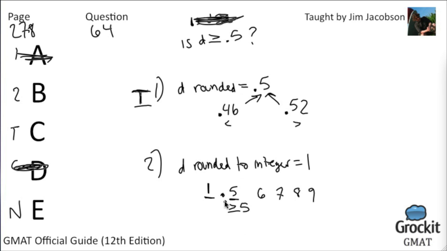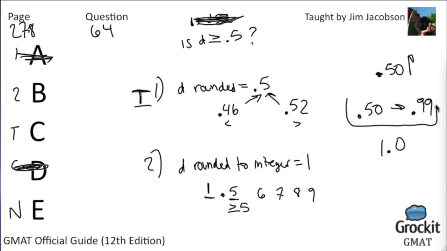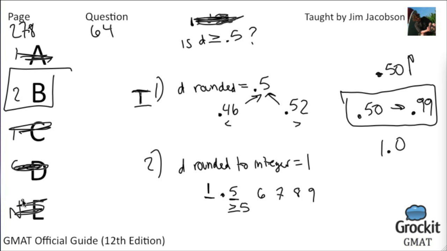So any digit from 0.50 upward to, I guess, 0.99, any of those would round up to 1.0. And since the question is asking is d greater than or equal to 0.5, every single one of these answers that rounds up to 1.0 is greater than or equal to 0.5. So answer choice B on its own is sufficient, eliminating C and E.